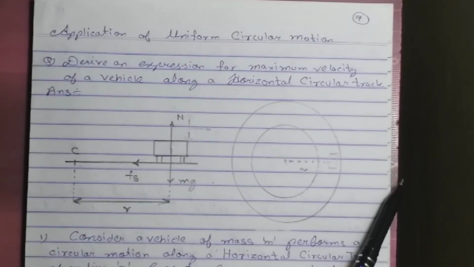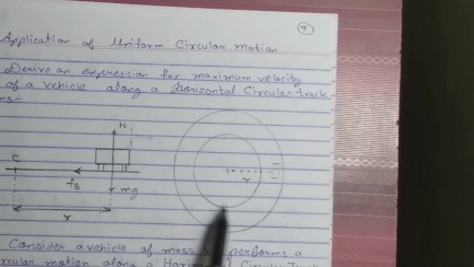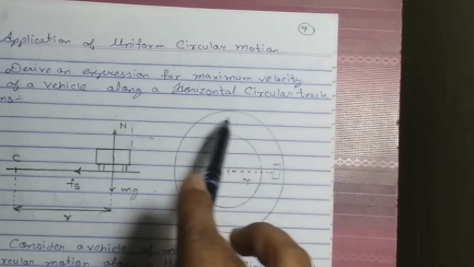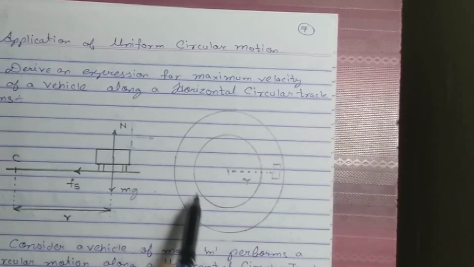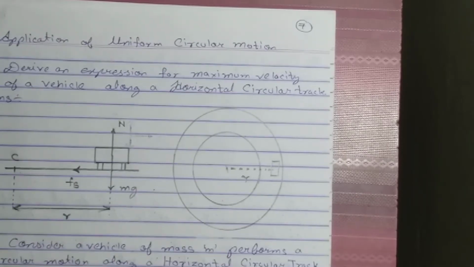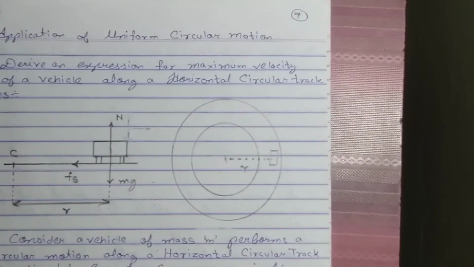You can see in the other diagram there is a circular track. When the vehicle is moving along a circular track, that track is horizontal, not inclined. We will come across the case when the track is inclined.